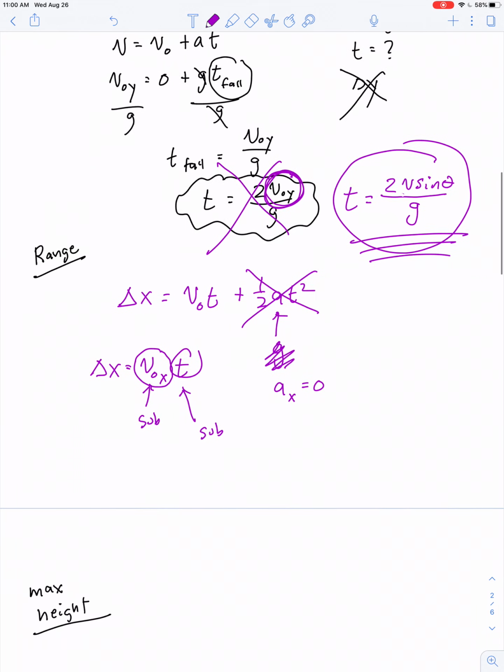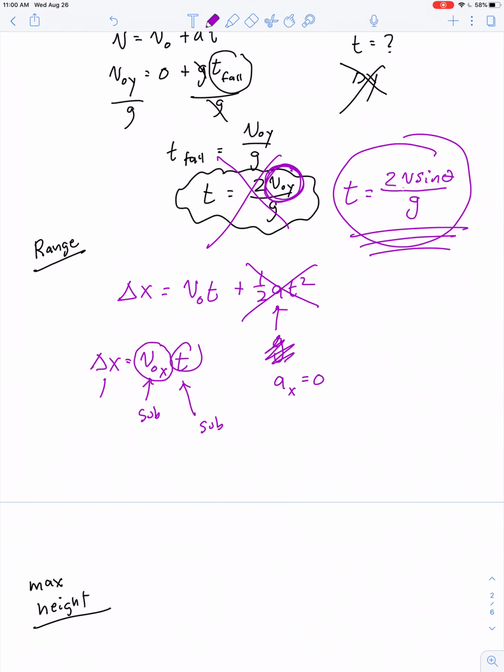So let's put this all together. Oh, and of course, I'm going to replace delta x with the symbol r, right? The horizontal displacement is known as the range. So our range is equal to v cosine theta. That replaces v naught x. And then we'll replace t with the expression 2v sine theta over g.